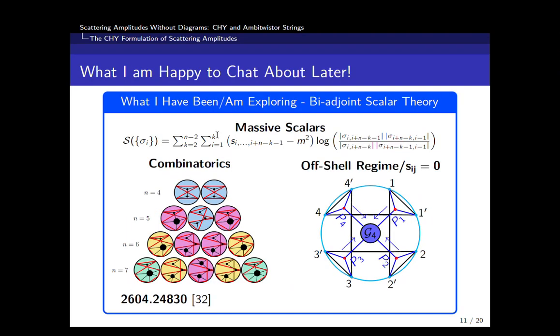I suppose just briefly, I've been working on this topic in my master's, and it's turned into various projects now in my PhD with different groups. So I've been looking at different nice structures in the bi-adjoint scalar theory and also other theories. Mainly I just wanted to show off with Higgs diagrams. So I've worked on massive scalars.